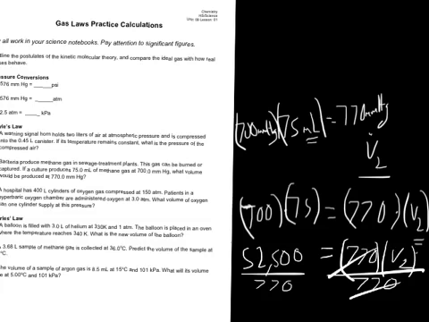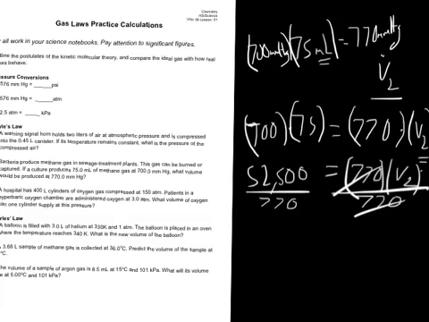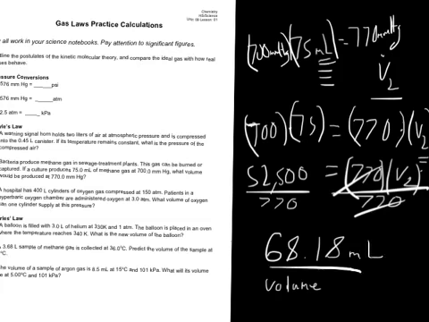So 52,500 divided by 770 is equal to 68.18. And we're solving for volume, and we expressed it in milliliters, which is right up here. So our volume here is expressed in milliliters. And that's how you solve another Boyle's Law problem. Okay, I'll let you solve number 3 on your own, and you'll need to turn that in.